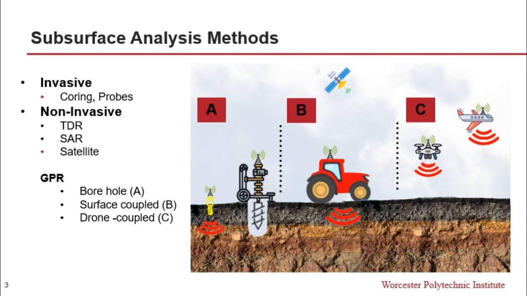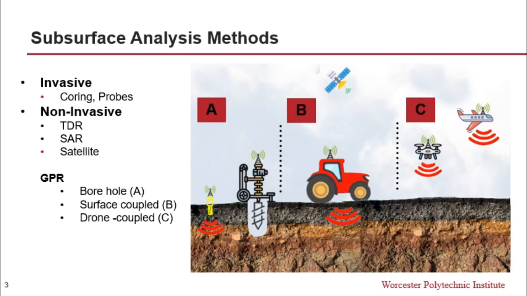The non-invasive methods such as time domain reflectometry and synthetic aperture radar, although they can cover a large area and they're fast and efficient, do have a limitation in penetration depth, and they cannot accurately delineate farm borders or the region of interest.